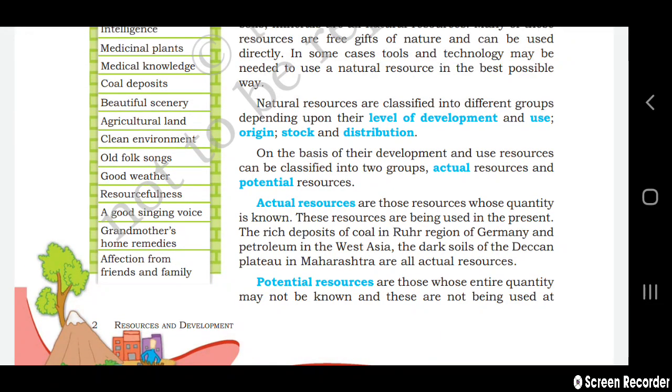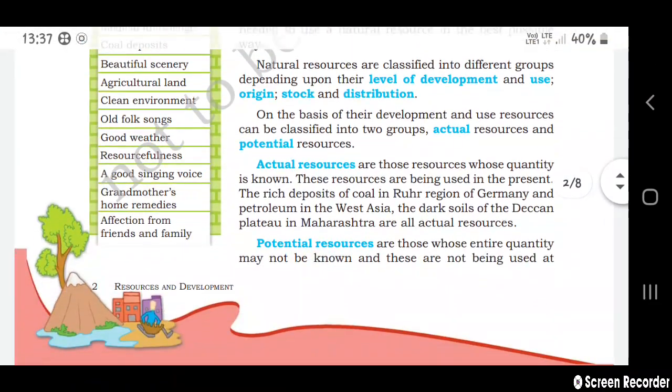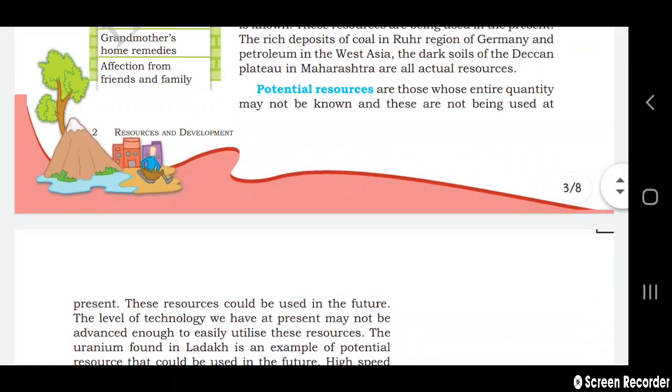Actual resources are those resources whose quantity is known. Their quantity is very well known to us, and these resources are being used in the present. The rich deposits of coal in the Ruhr region of Germany, the petroleum in West Asia, and the dark soils of the Deccan Plateau in Maharashtra are all actual resources, because we know their quantity, how much oil there will be, from the surveys that have been done.